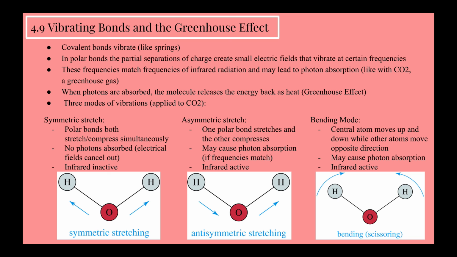So if the frequencies match the exact frequencies of the infrared radiation, then it has a chance of absorbing the radiation. This is known as infrared active because it has the possibility of absorbing the radiation if the frequencies match. For the third mode, we have the bending mode, and this describes when the central atom moves up or down while the other atoms move in the opposite direction. This may also cause photon absorption because the small fluctuating electrical fields aren't canceled out, and this is also infrared active because photons may be absorbed.